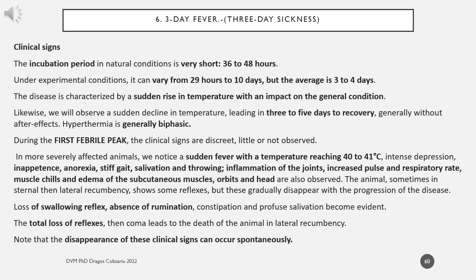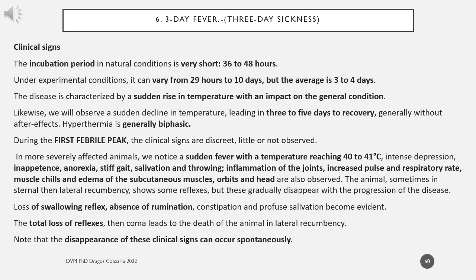In more severely affected animals, we notice a sudden fever with a temperature reaching 40 to 41 degrees Celsius, intense depression, anorexia, stiff gait, salivation and nasal discharge, inflammation of the joints, increased pulse and respiratory rate, muscle tremors and edema of the subcutaneous muscles, orbits and head are also observed. The animal, sometimes in sternal then lateral recumbency, shows some reflexes, but these gradually disappear with the progression of the disease. Loss of swallowing reflex, absence of rumination, constipation and profuse salivation become evident. The total loss of reflexes, then coma leads to the death of the animal in lateral recumbency.